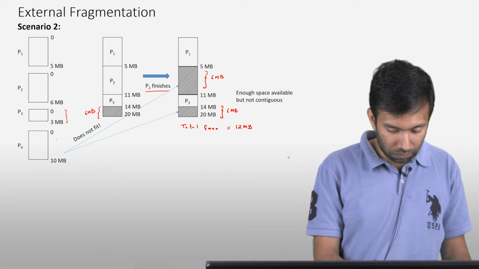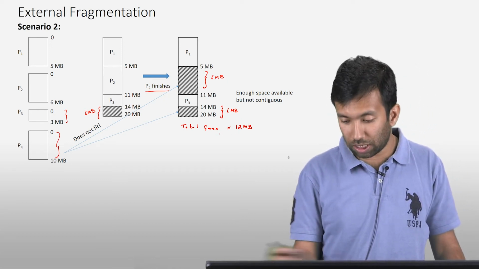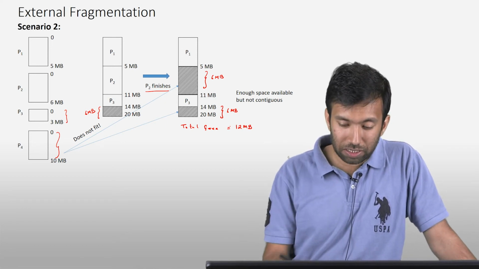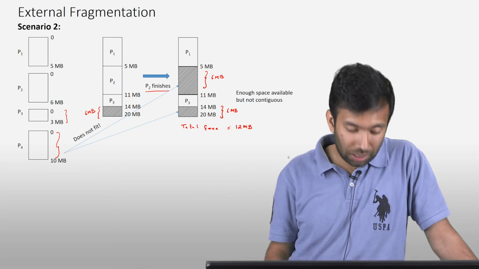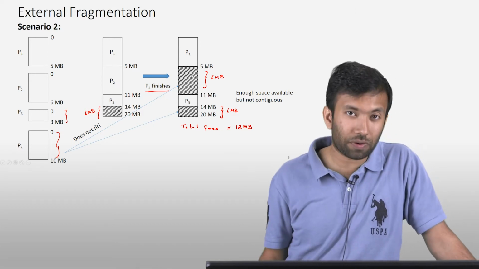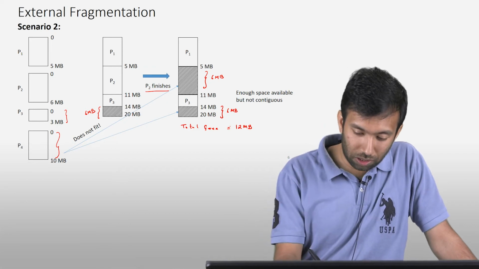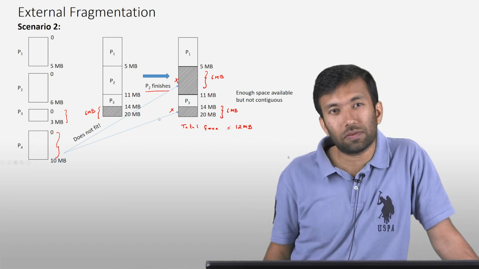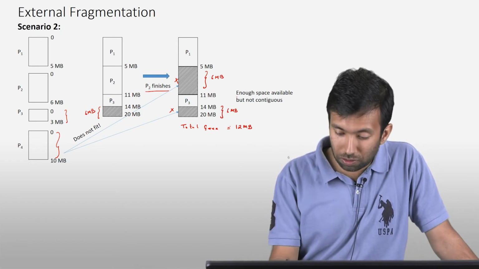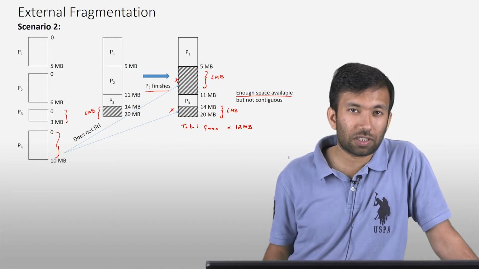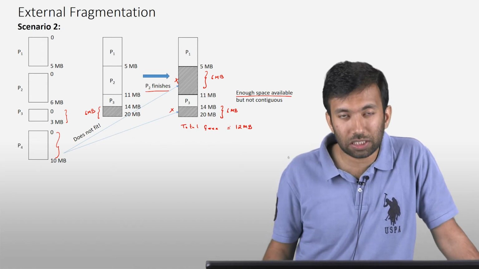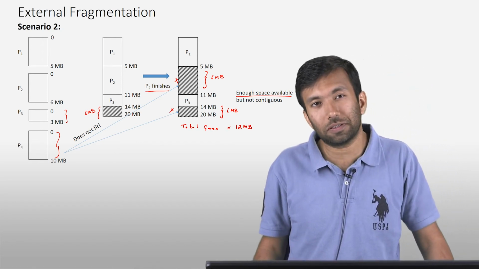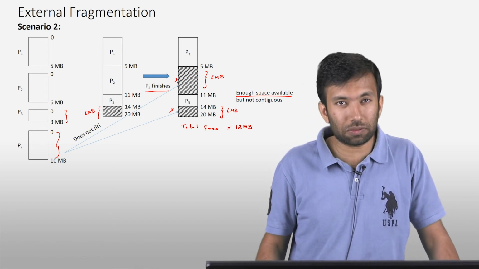If 12 MB is free, we know that 10 MB is less than 12 MB. So, there is enough space available for P4, but this space is not contiguous. There is no 10 MB chunk where I can fit P4. P4 does not fit here, P4 does not fit here. So, we cannot execute P4, even though there is enough space available. That is the second type of external fragmentation, and this is more dangerous, because there is enough space available, but P4 can still wait and cannot be executed. That is a big problem with contiguous memory allocation.